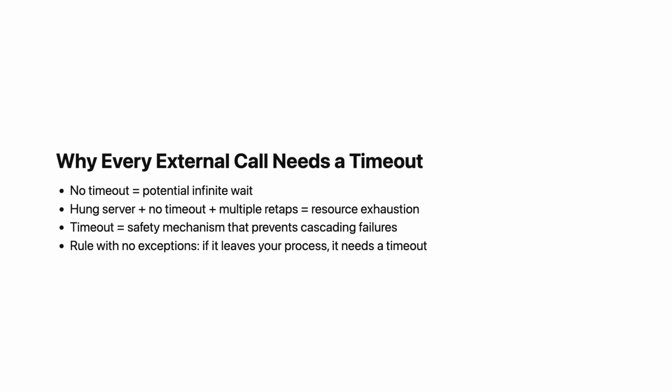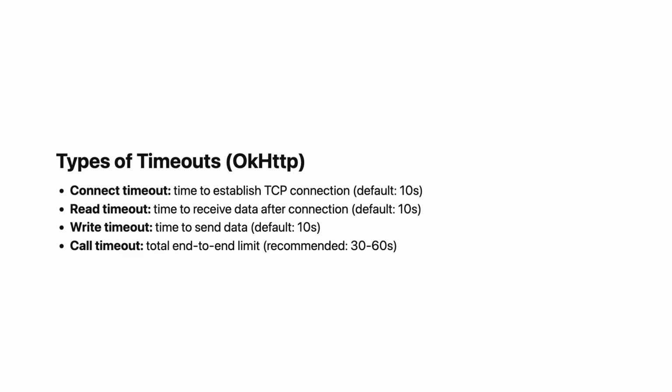Read timeout. How long to wait for data once a connection is established. The connection is open, the request was sent, but the server is slow to respond. Default 10 seconds. Write timeout. How long to wait when sending data to the server. Uploading a large request body, for example. Default 10 seconds. Call timeout, the total end-to-end time for the entire request, including connection, writing, server processing, and reading the response. Default 0, meaning no total limit. I strongly recommend setting a call timeout of 30 to 60 seconds for most API calls.